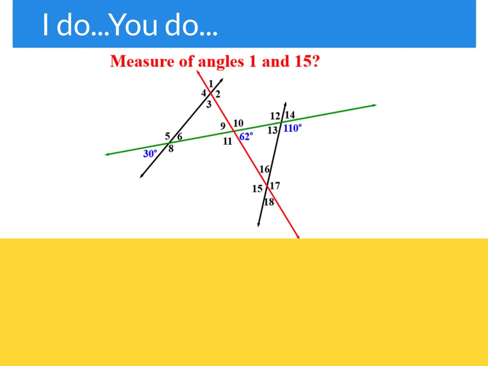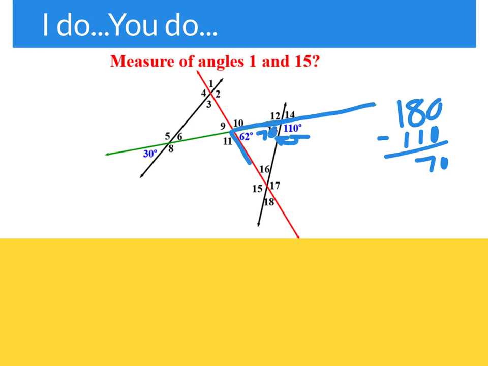All right, we have some information, a whole bunch of intersecting lines. We want to know angle 1 and angle 15. Now, 1 and 15 are a long ways from things that I know, so I'm going to do a little bit of work to get there. For example, I might use this 110 right here to find out what 13 is, because they are supplementary, they add up to this green line. So if I take 180 minus 110, I get 70 degrees. So 13 has to be 70.